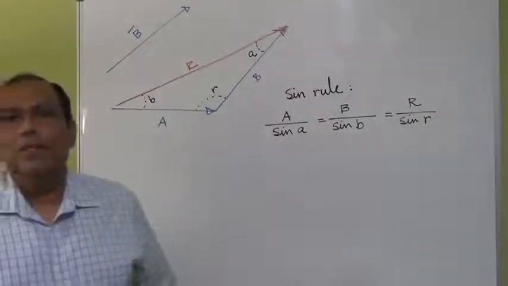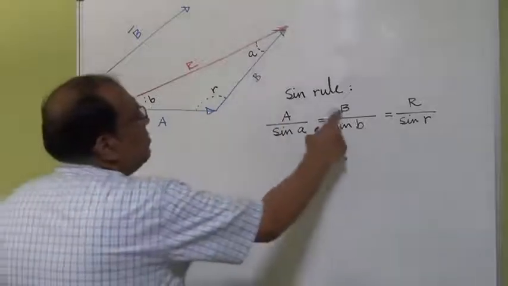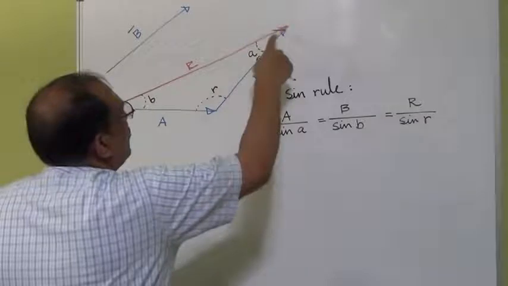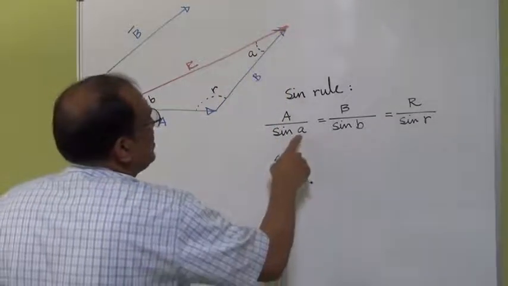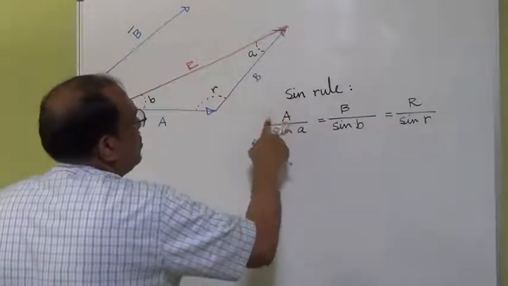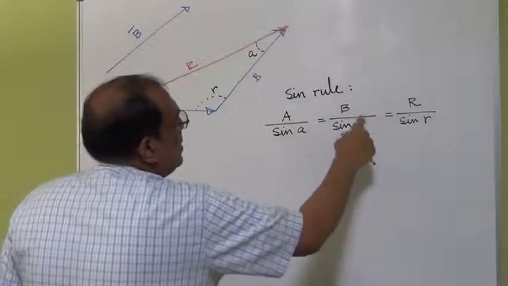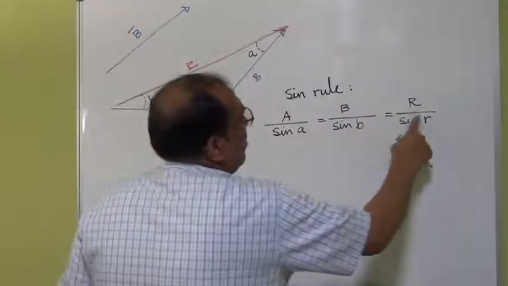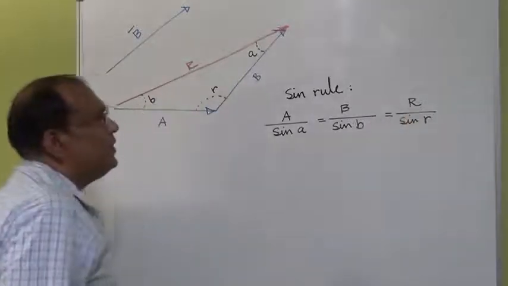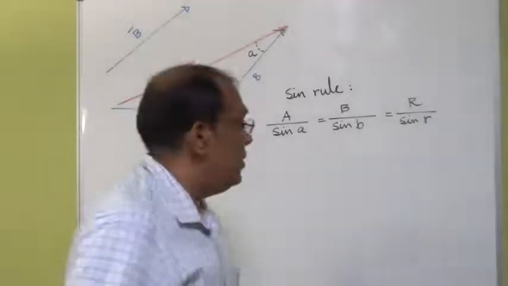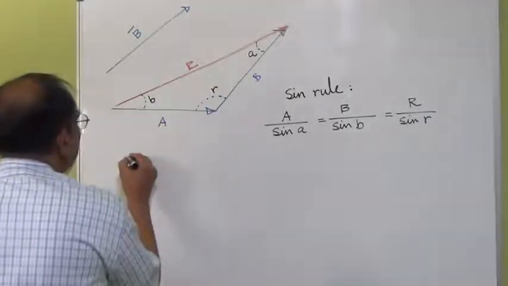So these A, B, and R are the lengths of the sides of the triangle, and this is the angle opposite to A, this is the angle B opposite to B, and this is the angle R opposite to R. Okay, this is the sine rule. We also have the cosine rule. What is that cosine rule?